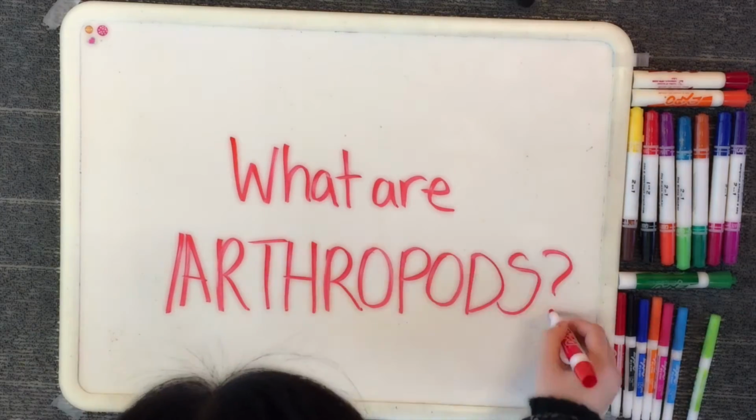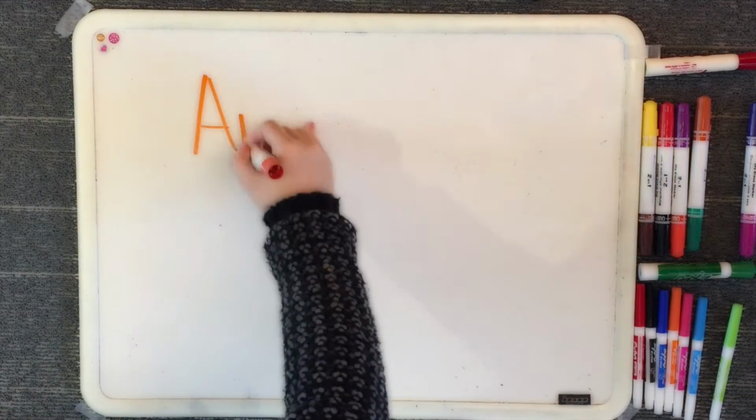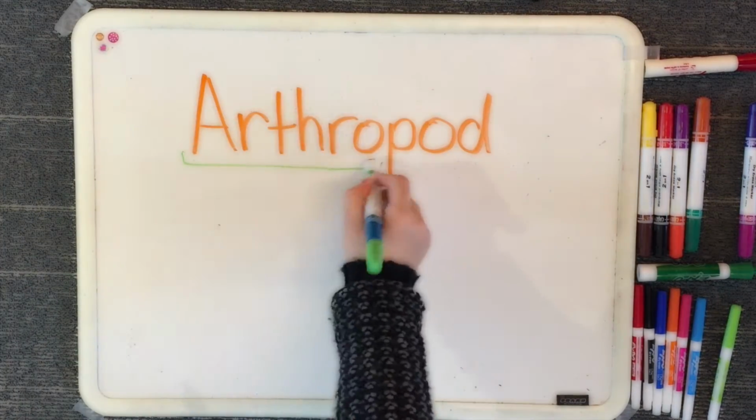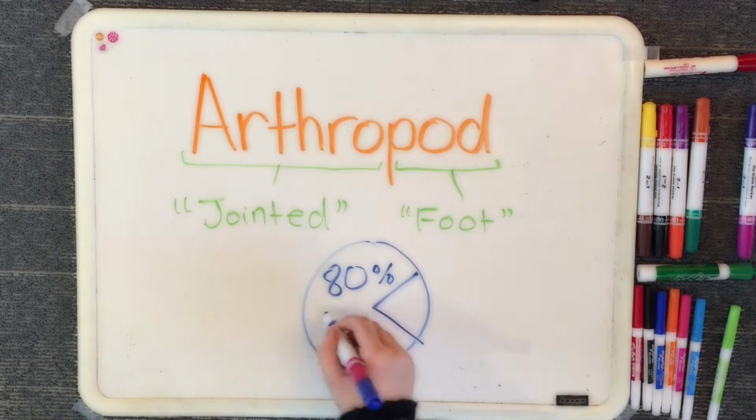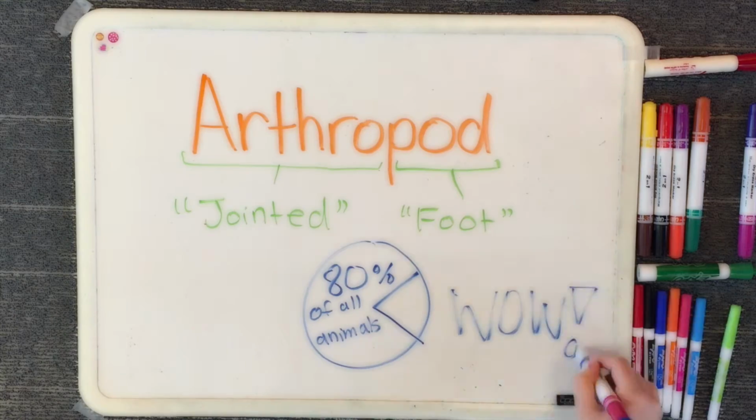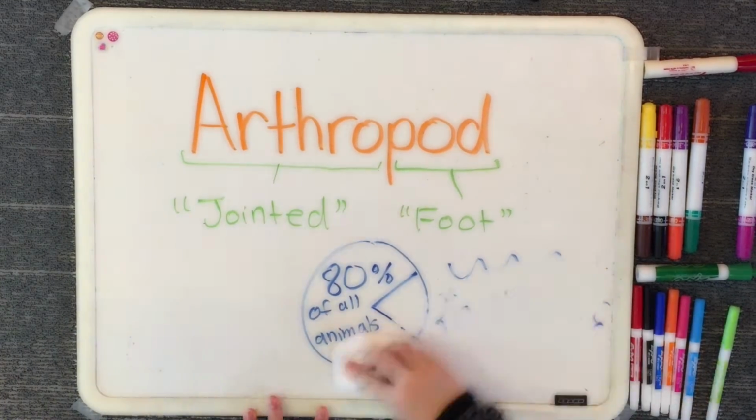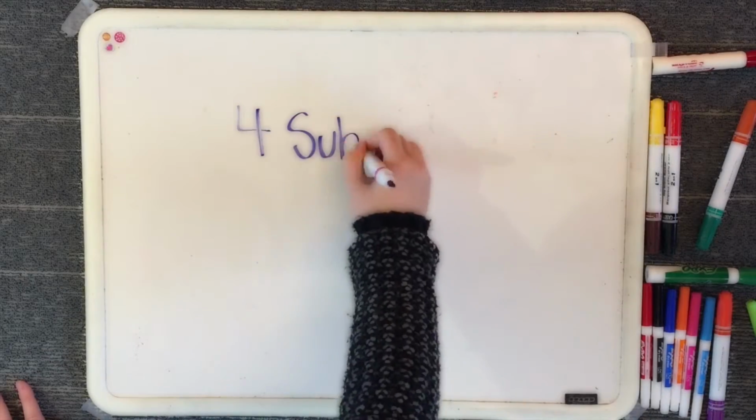So what are arthropods? The term arthropod means jointed foot in Latin, and approximately 80% of animal species are arthropods. Arthropods have exoskeletons and are invertebrates, meaning they do not have a backbone.